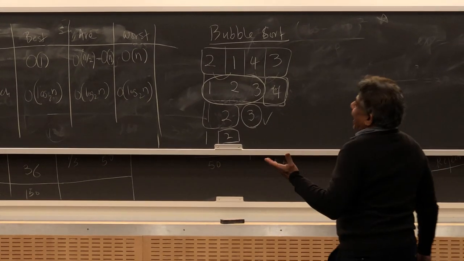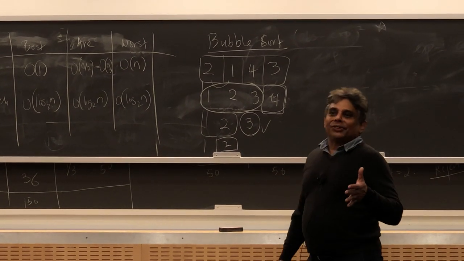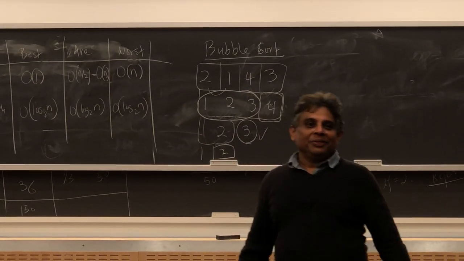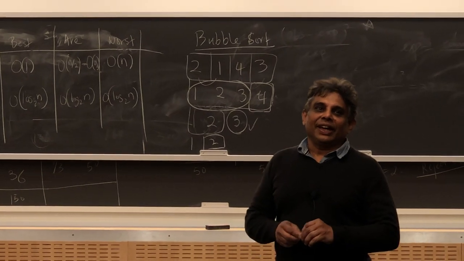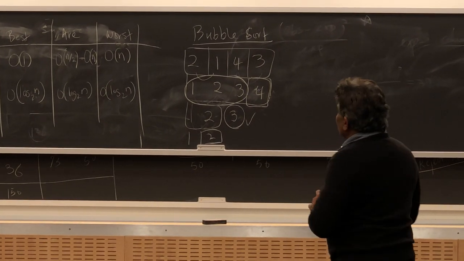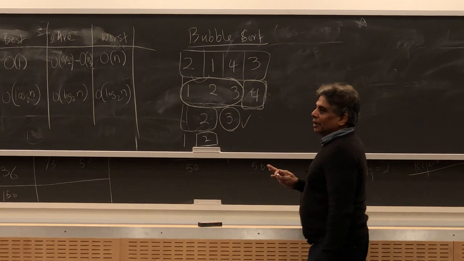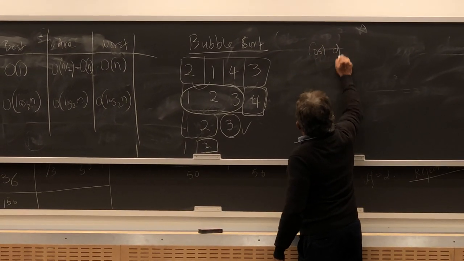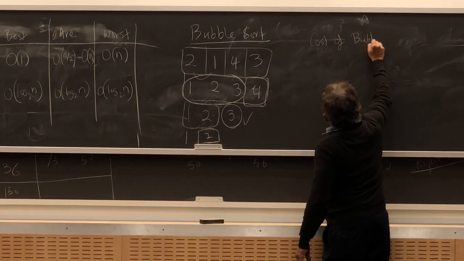Now, why is bubble sort bad, right? Obama said that bubble sort is not the way to go. He's right. Bubble sort is the worst algorithm for sorting, because it's very expensive to do. The cost of bubble sort is very high.